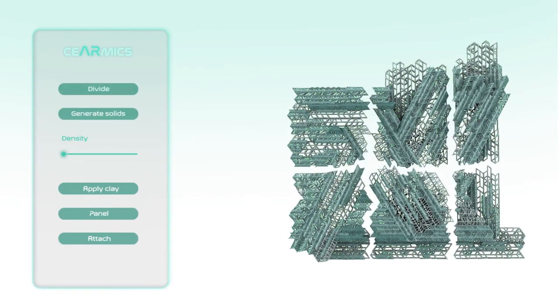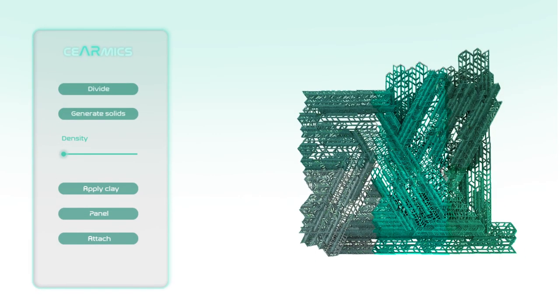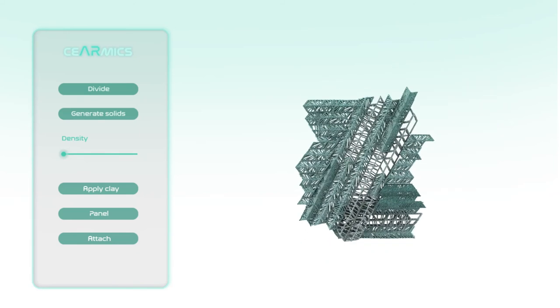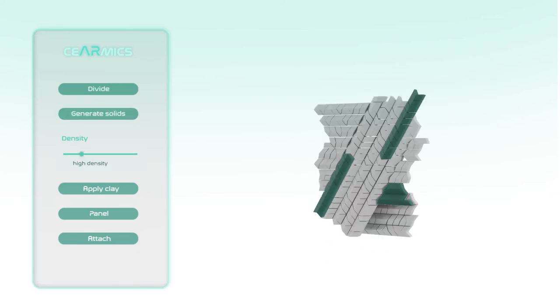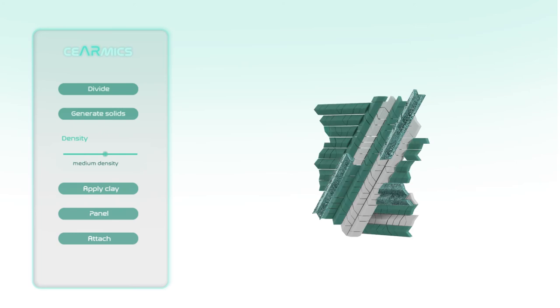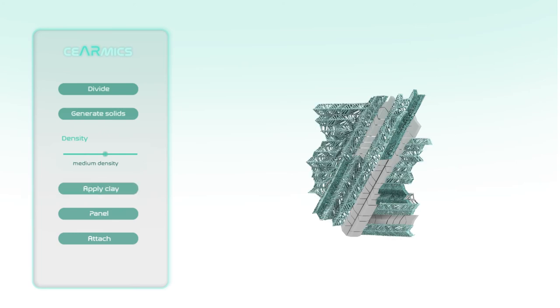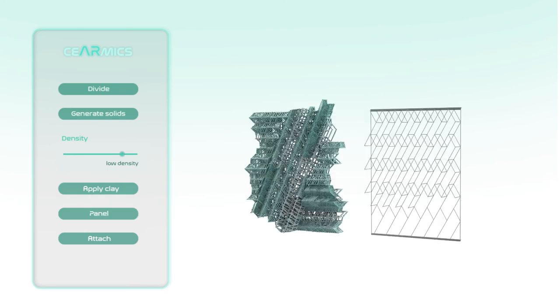Use the application to divide the wall into parts. Select a part to assemble. Assemble each part according to density and apply clay. Attach to panel.